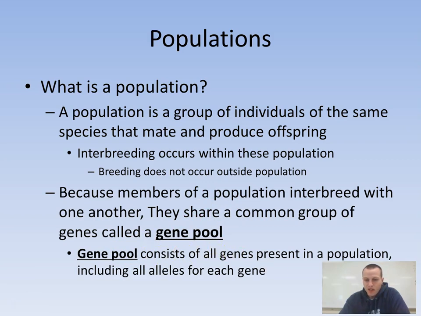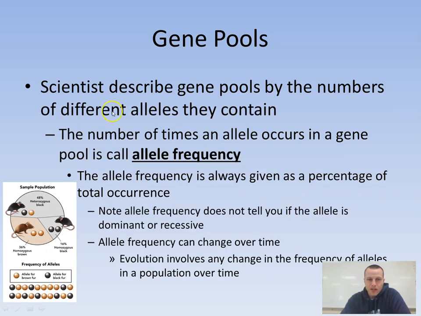The gene pool consists of all the genes present in a population, including all alleles of each gene. We'll get to that in a little bit. But this is looking at every gene, every allele that a population has. So there's a wide variety of genes out there that we can look at. Scientists describe gene pools by the numbers of different alleles they contain. Obviously alleles code for differences in genes.